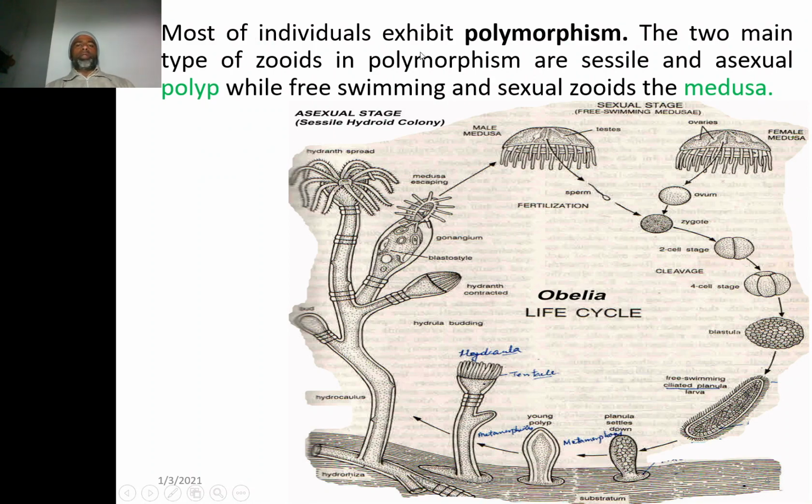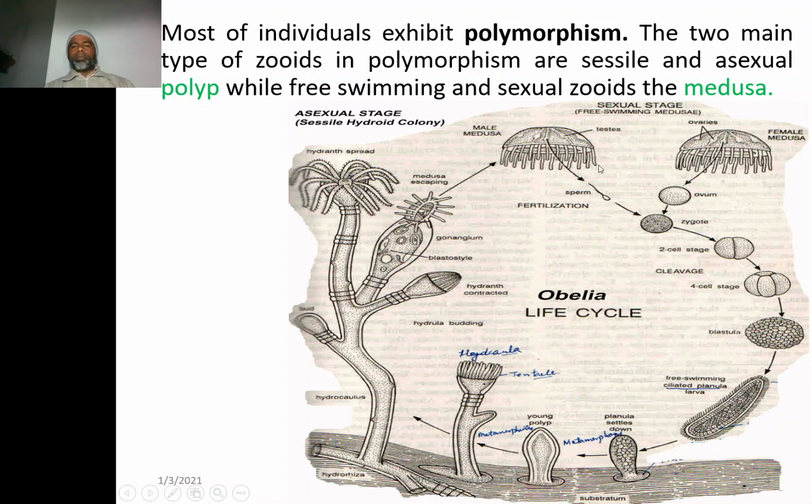Most of the individuals exhibit polymorphism. You can see this is an example of Obelia. Obelia is a coelenterate. At this point, you can see up to this, it is attached with the substratum and it is growing like a tree, giving various branches. During this mode of life cycle, they always perform the asexual mode of reproduction. So this attached form, which remains attached with the substratum and performs the asexual mode of reproduction, is called the polyp. This is the polyp form.